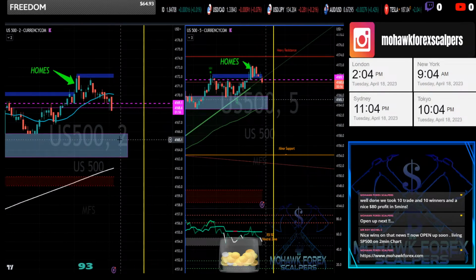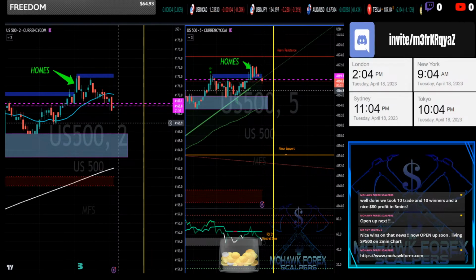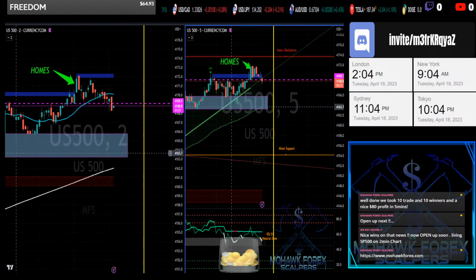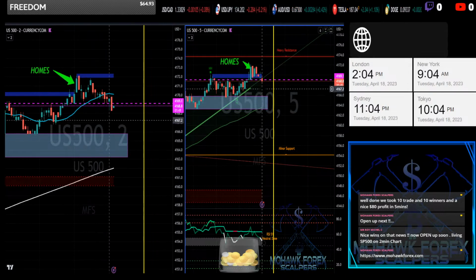Beautiful. Let's watch this candle. Let's see if we get another one for a nice push down. It's broken that trend line now.